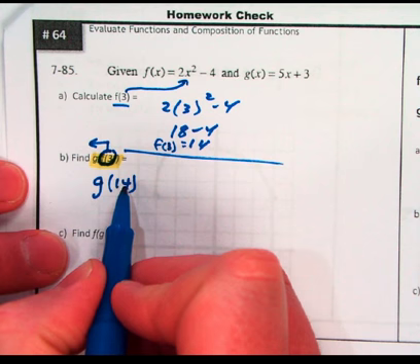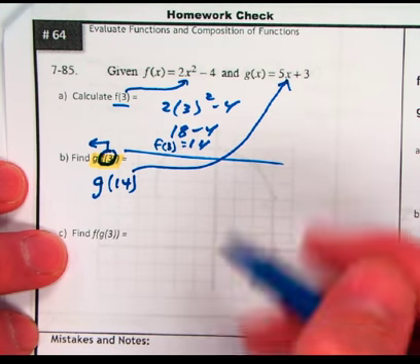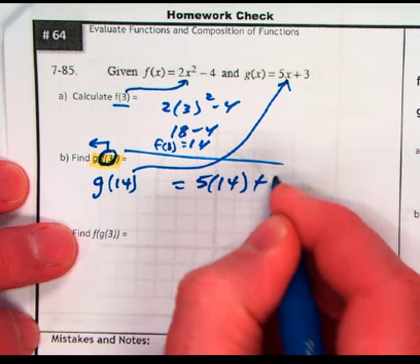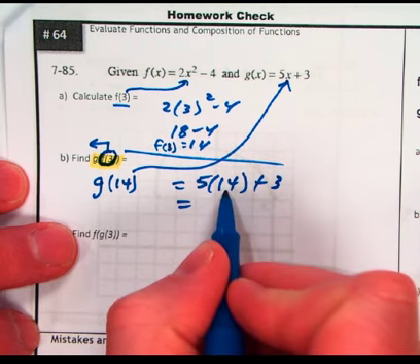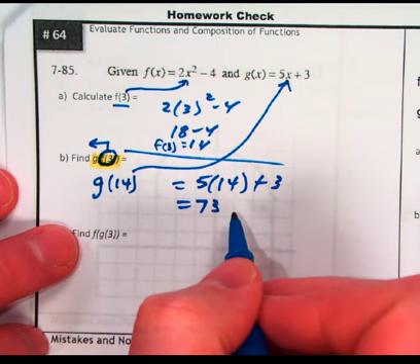So in the g function, I'm going to take 14 and plug it in for x. So then that would be 5 times 14 plus 3. 14 times 5 is 70, 70 plus 3 is 73, and that's my answer.